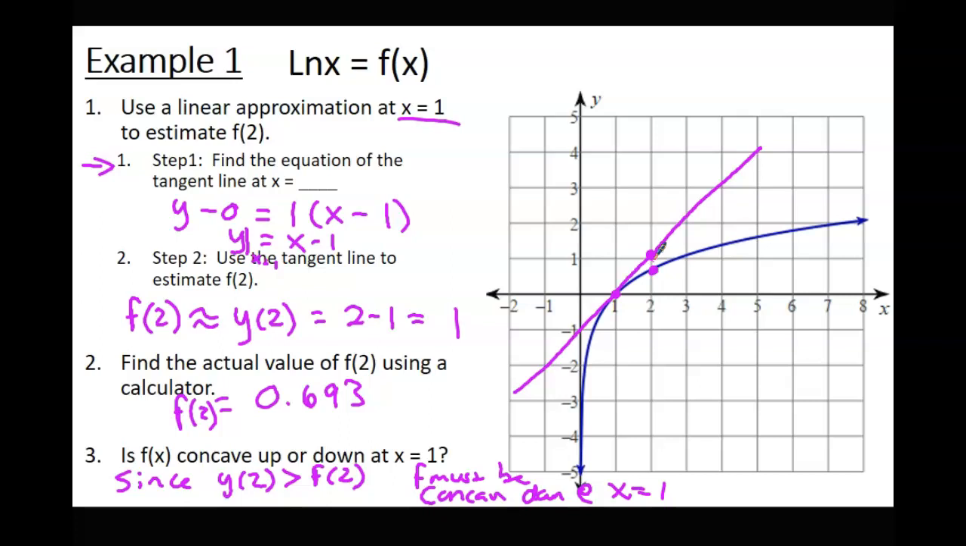And just like we predicted, since the tangent line value was greater than the function's value, that means the function must be curving downwards. It must be concave down. And that's a linear approximation.